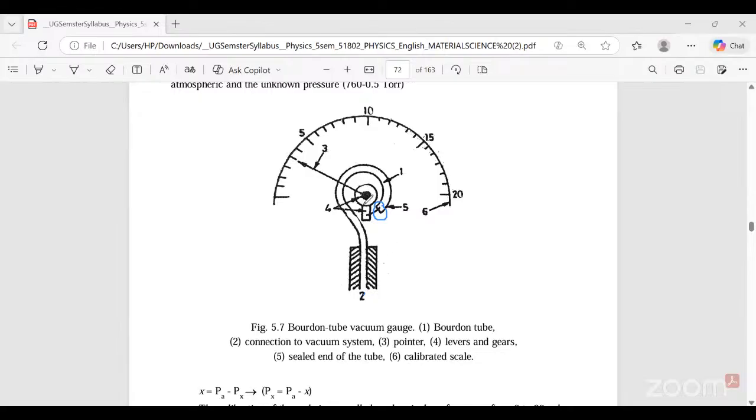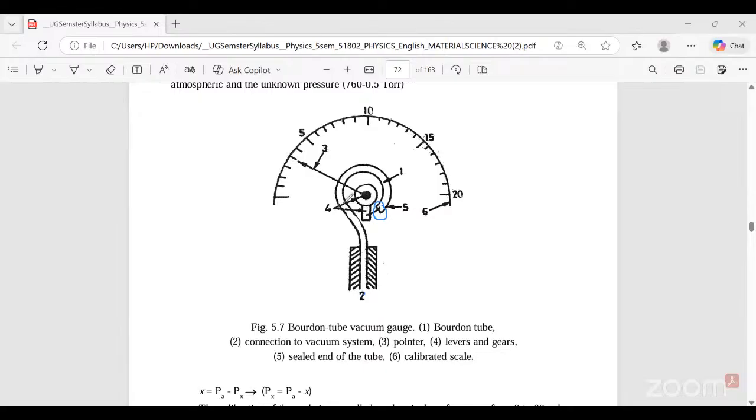It is bent into an arc of a spiral, like this. One end of this tube is rigidly fixed. A change of pressure inside the tube makes a change in its curvature. So if you change the pressure, automatically it changes its curvature. The closed end is connected through a system of levers, which you see here.